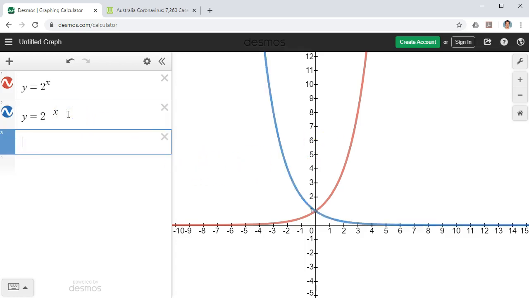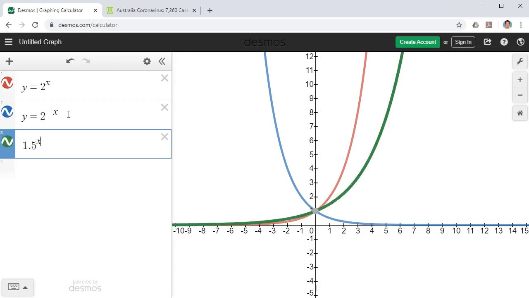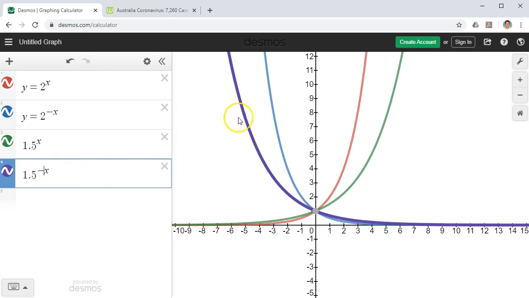In fact, let's do it for a different graph. Let's do 1.5 to the power of x. And let's take the exact same equation and put a negative in front of the x. And you'll see that our purple graph is a perfect reflection of the green graph over the y-axis. Some of you might have noticed that there's actually another way that you can reflect this graph over the y-axis.